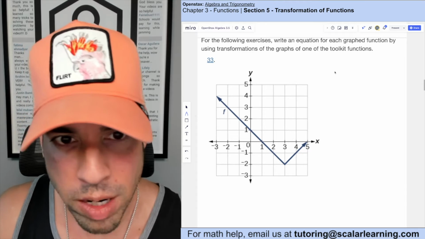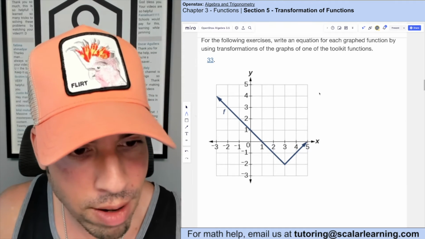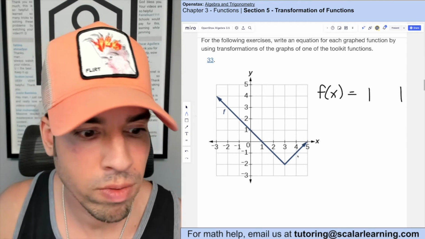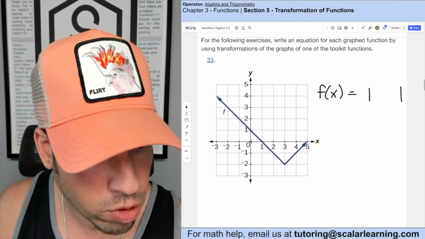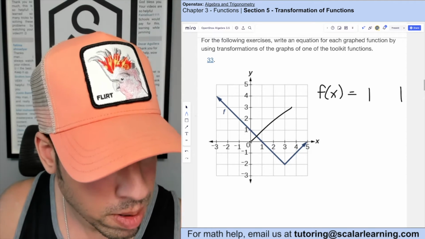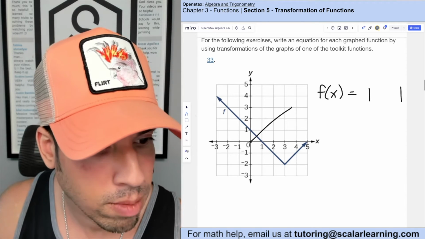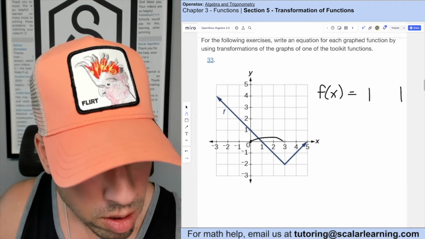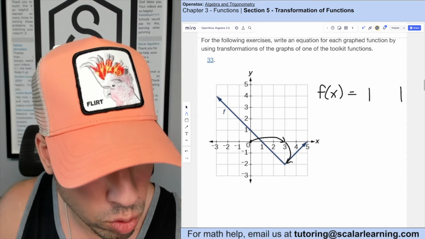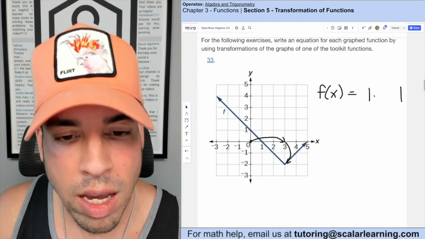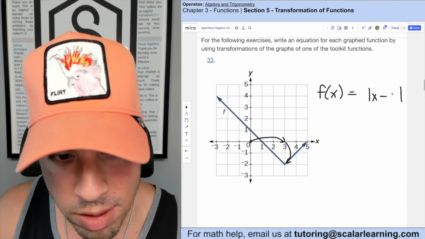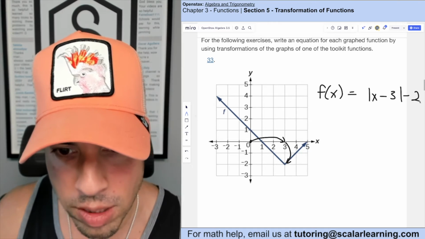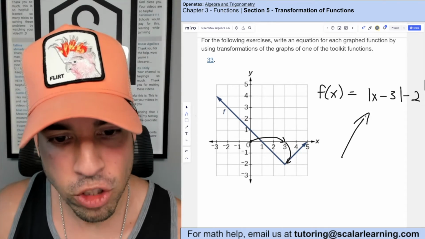So for this one, we're meant to write an equation using transformations. Now, obviously, we're starting with an absolute value. We know that this is some sort of an absolute value function. Now, normally, your absolute value parent function is going to start here, and it's going to go up and to the left and to the right like that. But this is almost the exact same. It's just the vertex has been moved. It looks like 3 to the right and 2 down, which means a horizontal shift 3 to the right would be x minus 3, and a vertical shift down by 2 units would be minus 2 on the outside. So this is your final function, done.